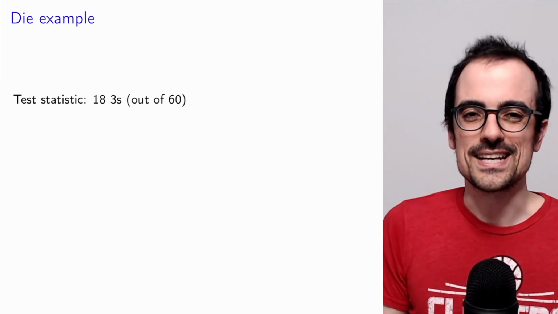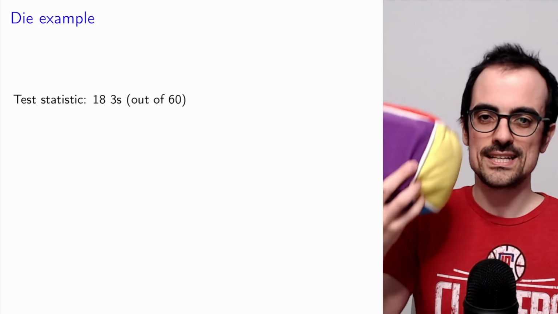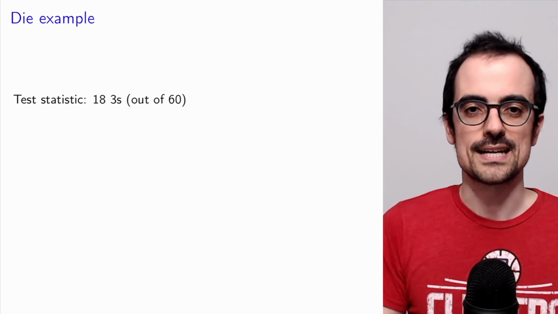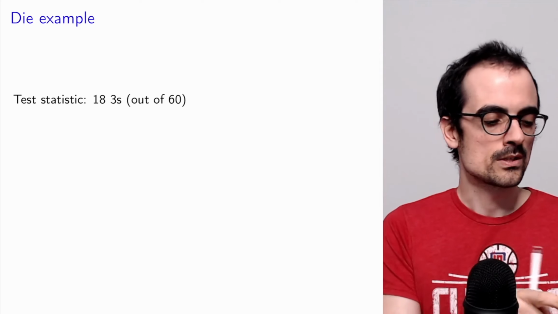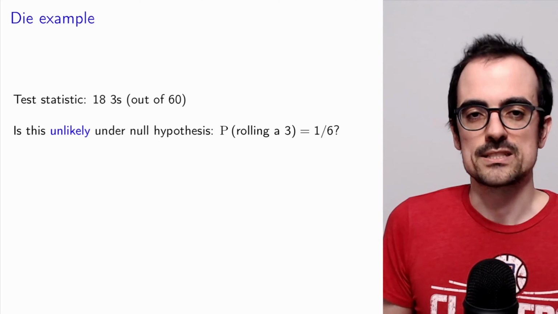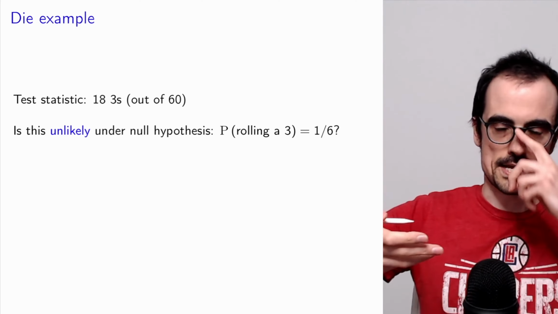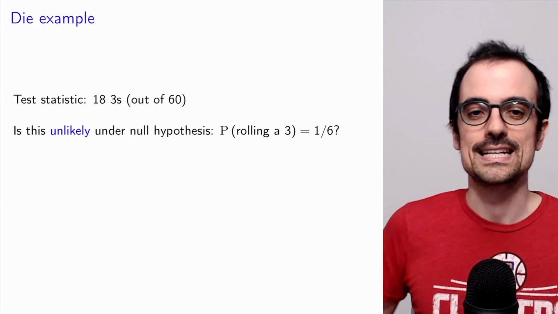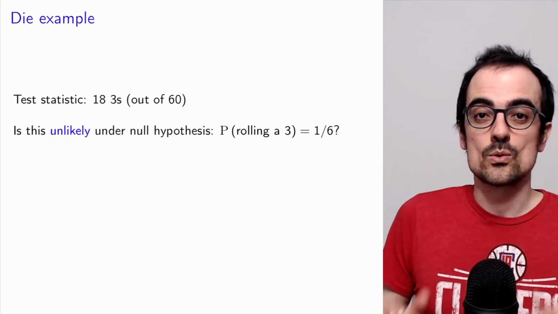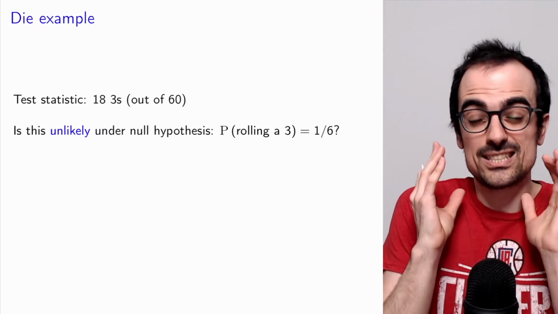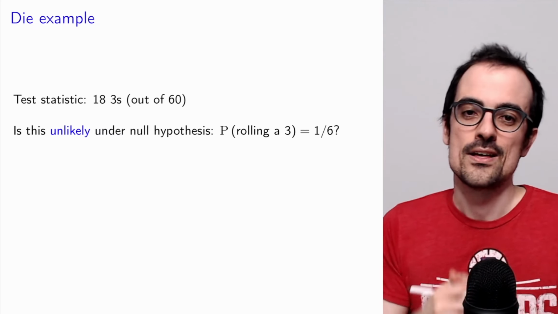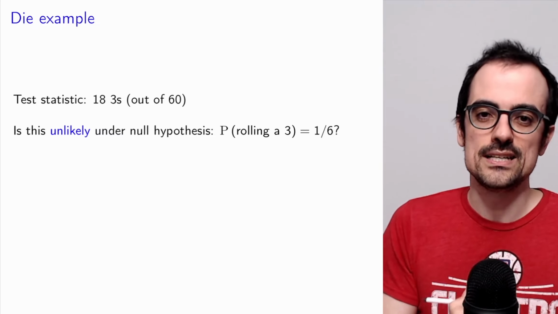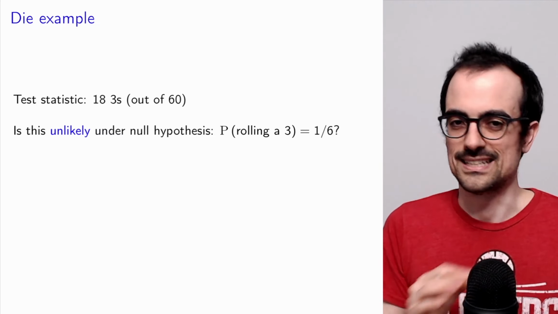So let's take a look at our data. When we look at our data, we see that we rolled this purple side, which represents 3s, 18 times out of 60. So now we can make some assumptions, such as that the rolls are independent. And what we would see is that it is extremely unlikely to roll 18 out of 60 3s if the probability is 1/6 or less. It is extremely unlikely.